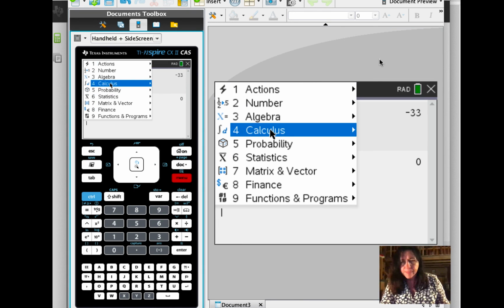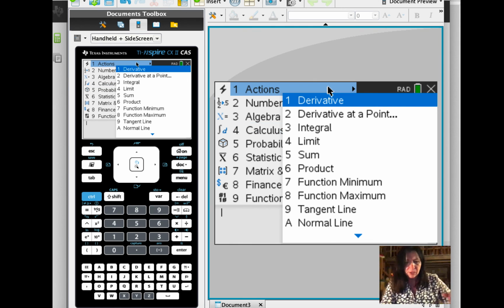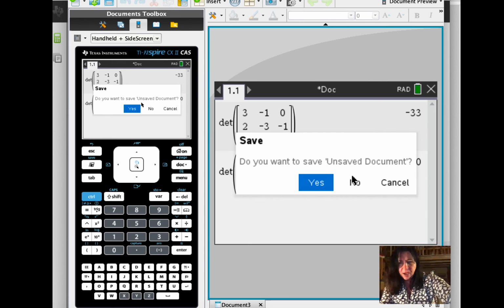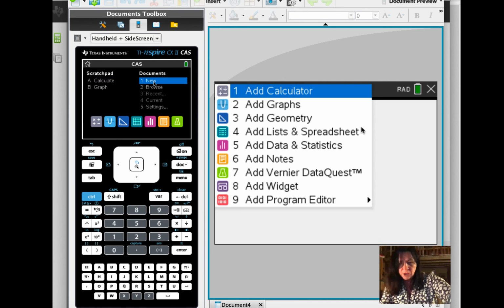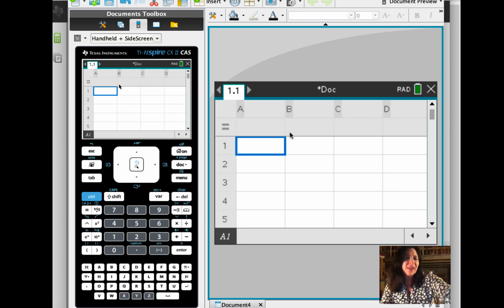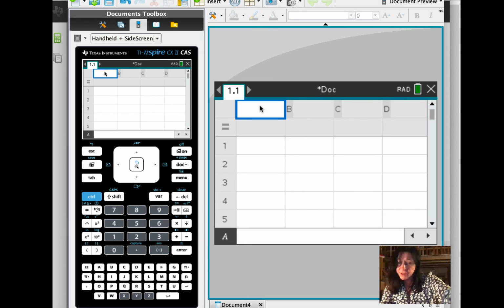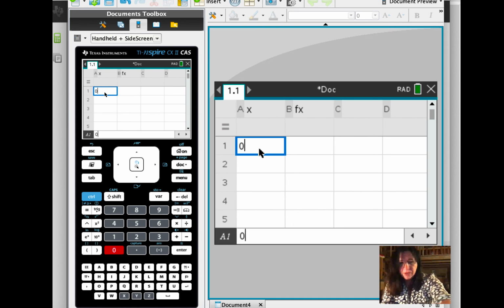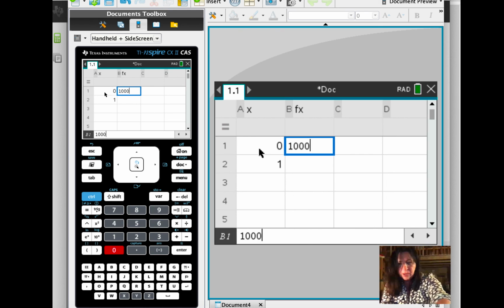I would go to, oh, I have to exit this. Hold on. Escape. Okay. No, I don't want to save that. I'm going to go new. I'm going to go down to list and spreadsheet, and I'm going to call this something because this differs from the TI-84, because you have to name it. So this is X. This is f of X. Okay, and then my 2 points are going to be 0 and 1. I'm going to go over, what was it, 1,000, and then down is 1,800.